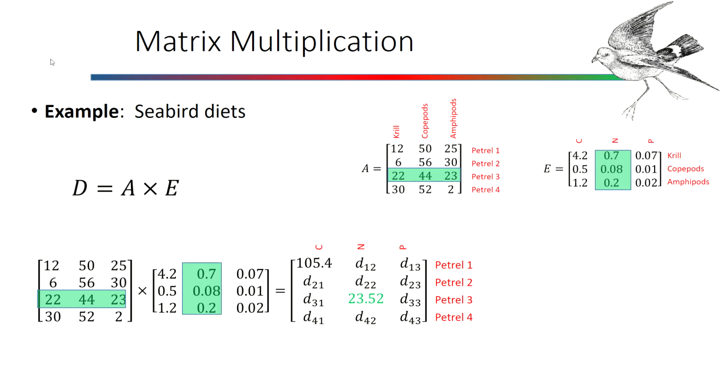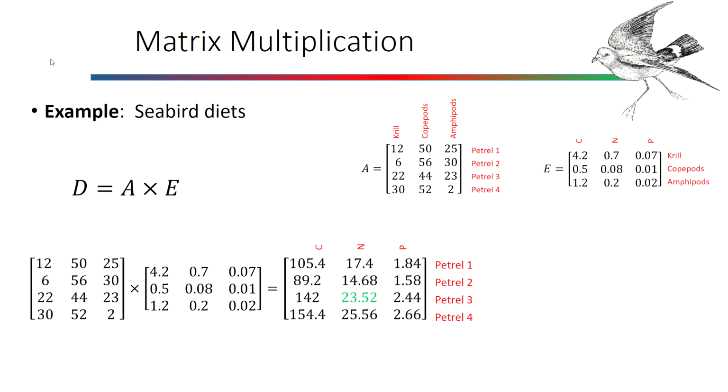Let's try this again. If I quickly finish the matrix multiplication using a computer, we can see the amount of carbon, nitrogen, and phosphorus consumed by each of the petrels. This is now some very powerful information that allows us to test some of our hypotheses about what might be affecting these birds. For instance, if we can determine how much carbon, nitrogen, and phosphorus they actually need, we can determine which element is likely to be limiting.